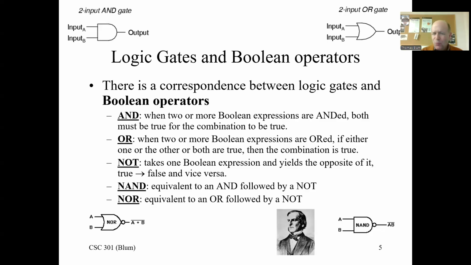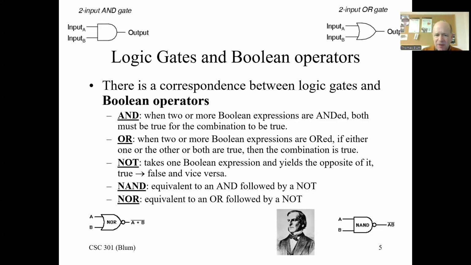If we have two or more Boolean expressions, things that are true or false, and we AND them, then all of the inputs had to be true to get a true. Otherwise, we get a false. With an OR gate, if any one of the inputs is true, you get a true. Or you could say it the other way around: they all have to be false to get a false. A NOT takes in a single input and gives you the opposite. If you give it a true, it gives you a false, and vice versa.